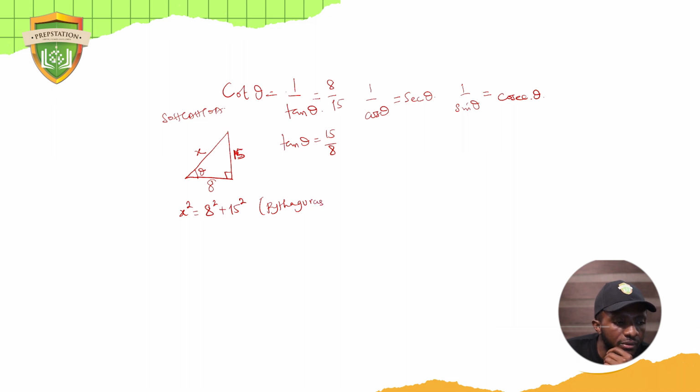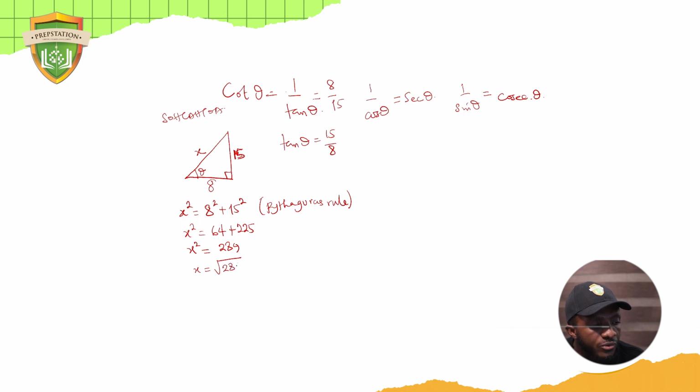Pythagoras' theorem says that the hypotenuse squared is the sum of the squares of the opposite and the adjacent. So if we have x squared, this would give us 64 plus 225. 64 plus 225 is 289. Now, how do you find that longer side, the hypotenuse?